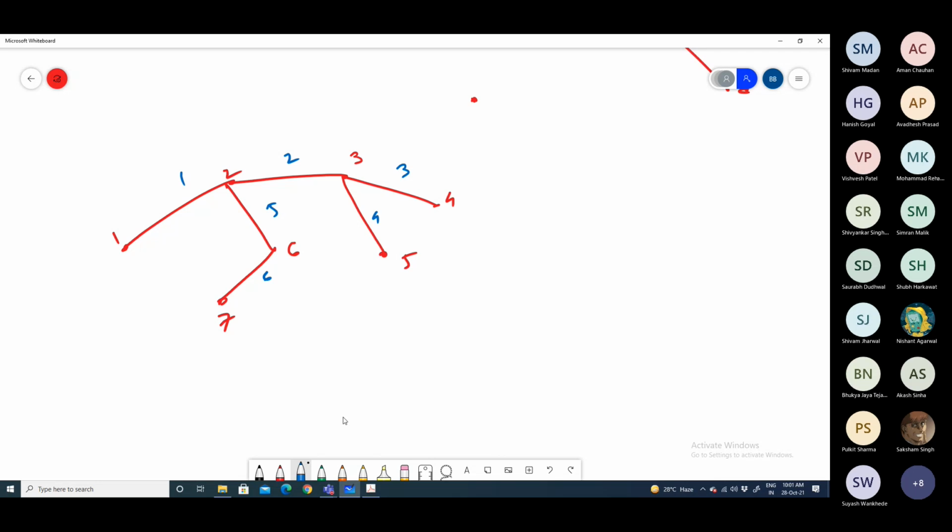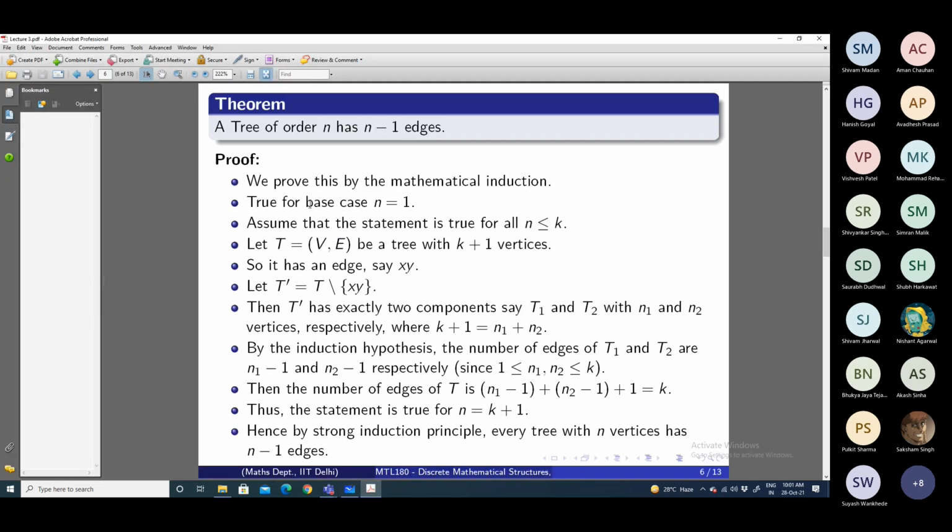Now we'll prove this by induction. Now the base case, when n equals 1. If you have only a single vertex, then there is no edge. So that is true, right? That is trivially true for n equal to 1. Now we assume that the statement is true for all n less than or equal to k, and let T be a tree with k plus 1 vertices.